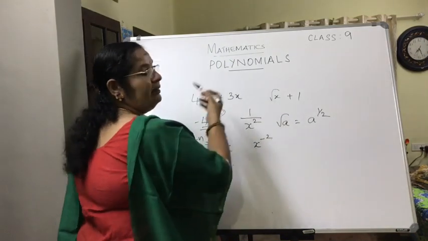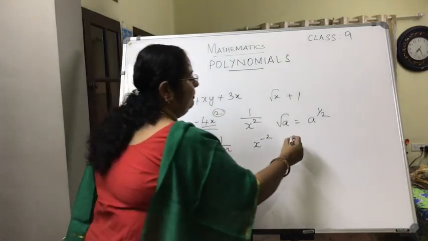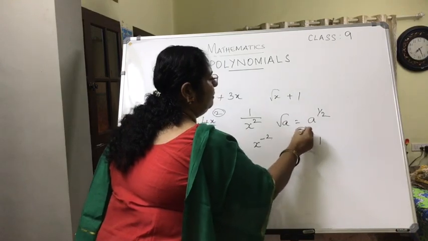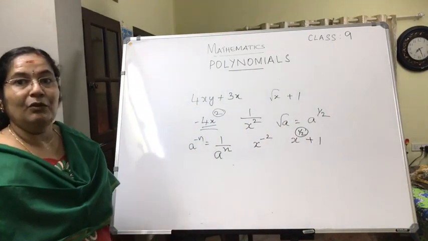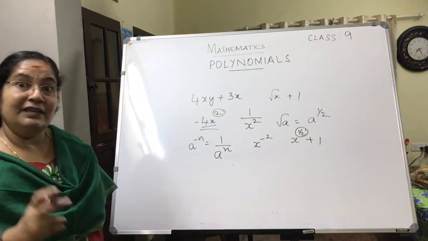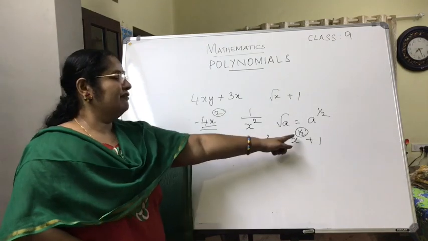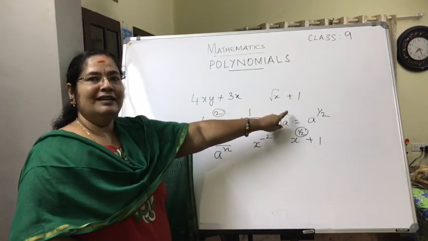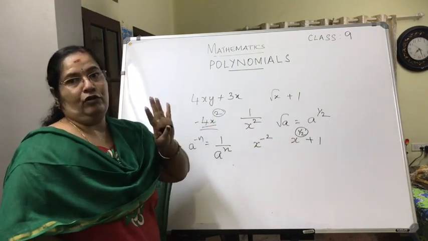So how will you write this root x? It will be x raised to 1 by 2, plus 1. Now look at the power of x. What is it? Is it a whole number? Is it a positive integer? No, it is a fraction. So root of x plus 1 is not a polynomial.